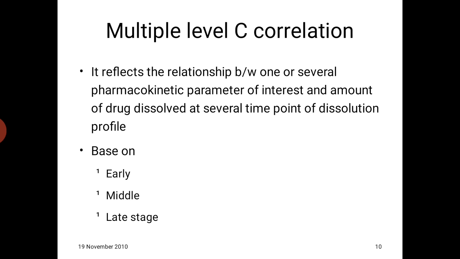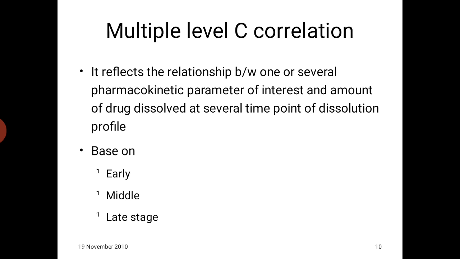In case of level B, what was the difference? It's a single point comparison. T50 is compared with the Tmax. T90 is compared with the Cmax. So this is a single point comparison. Only one factor is taken into consideration, whereas in multiple level C correlation, any number of factors can be taken. Multiple factors can be taken into consideration for developing the standard behavior or comparing the relationship between in vitro and in vivo performance.